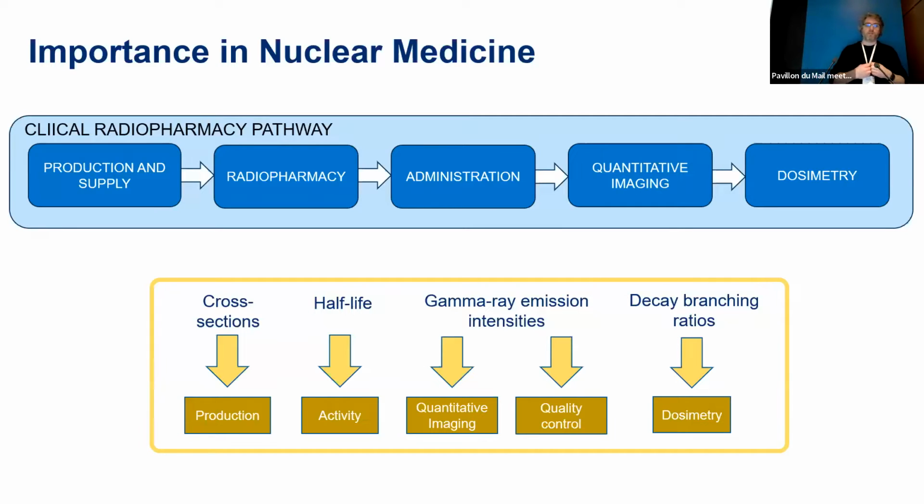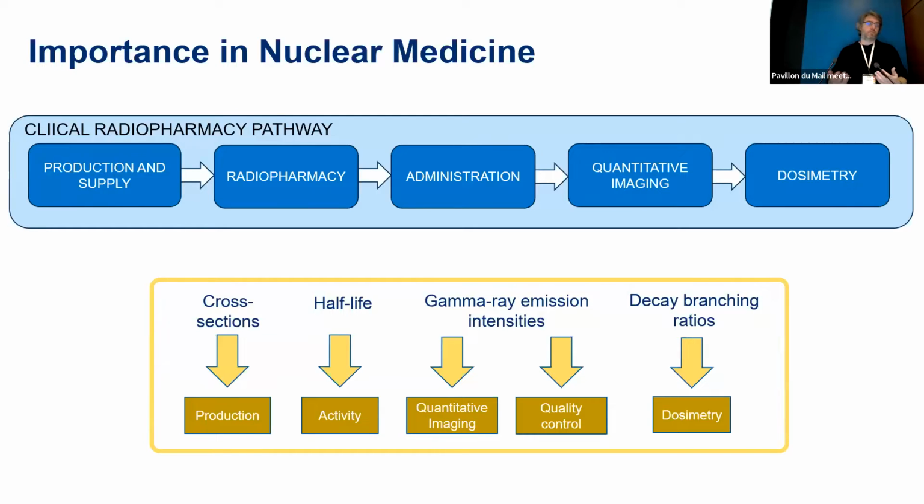Also, we need to know for dosimetry if we're having the decay branching ratios. And then we have things like gamma ray emission intensities, which are useful for quantitative imaging to get activities for what's in an organ or a region. And for quality control, you need it for knowing that you're going to be releasing a clean or the right activity or the right clean product.